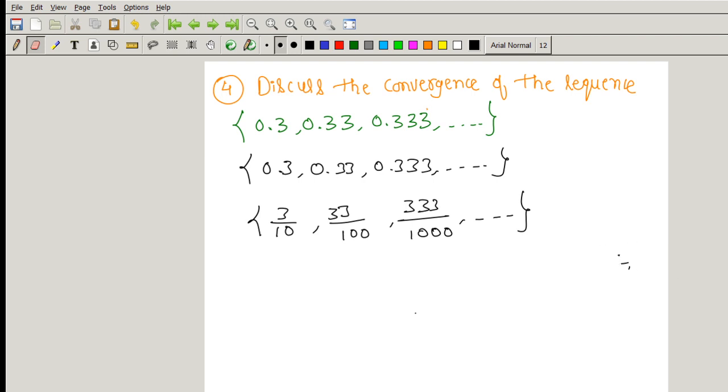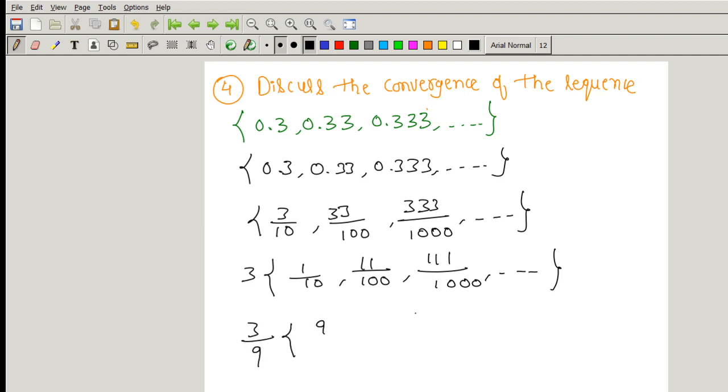0.33 is nothing but 33 by 100. So take 3 as common. We are left with 1 by 10, 11 by 100, and 111 divided by 1000, and so on. Now multiply and divide by 9: we get 9 by 10, 99 by 100, 999 divided by 1000, and so on.